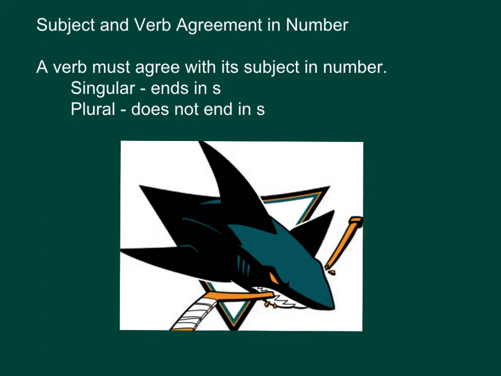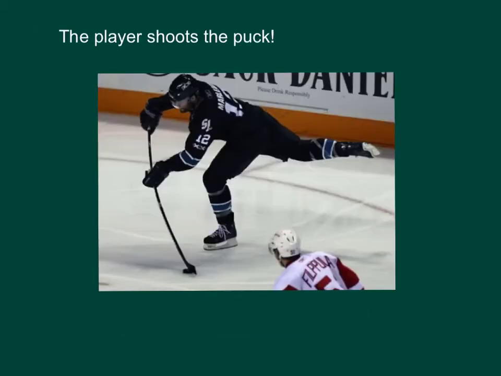Nouns, singular, do not end in S. Plural, they do, most of them end in S. Not the case with verbs. The example for your verb page is: the player, singular, shoots the puck, plural. The verb is plural. Nice shot.